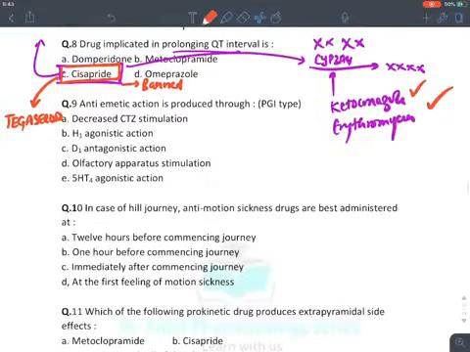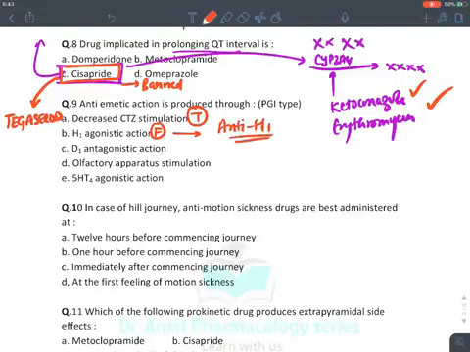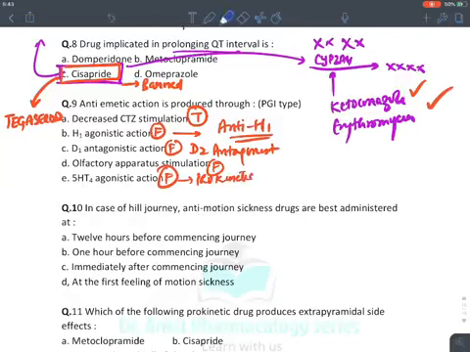Okay, so anti-emetic action is produced through decreased CTZ stimulation. It's absolutely true. H1 agonist action, it's absolutely false. Remember, it is an antihistaminic drug. We have to block H1 action in sicknesses, motion sickness, morning sickness. D1 antagonist action, false. It is D2 antagonist. D2 receptors are present in the CTZ area. Olfactory apparatus stimulation, false. It will rather produce vomiting. 5-HT4 agonist action, remember, it is rather a prokinetic action. 5-HT4 receptors are present in GIT. So the answer for this question is A.